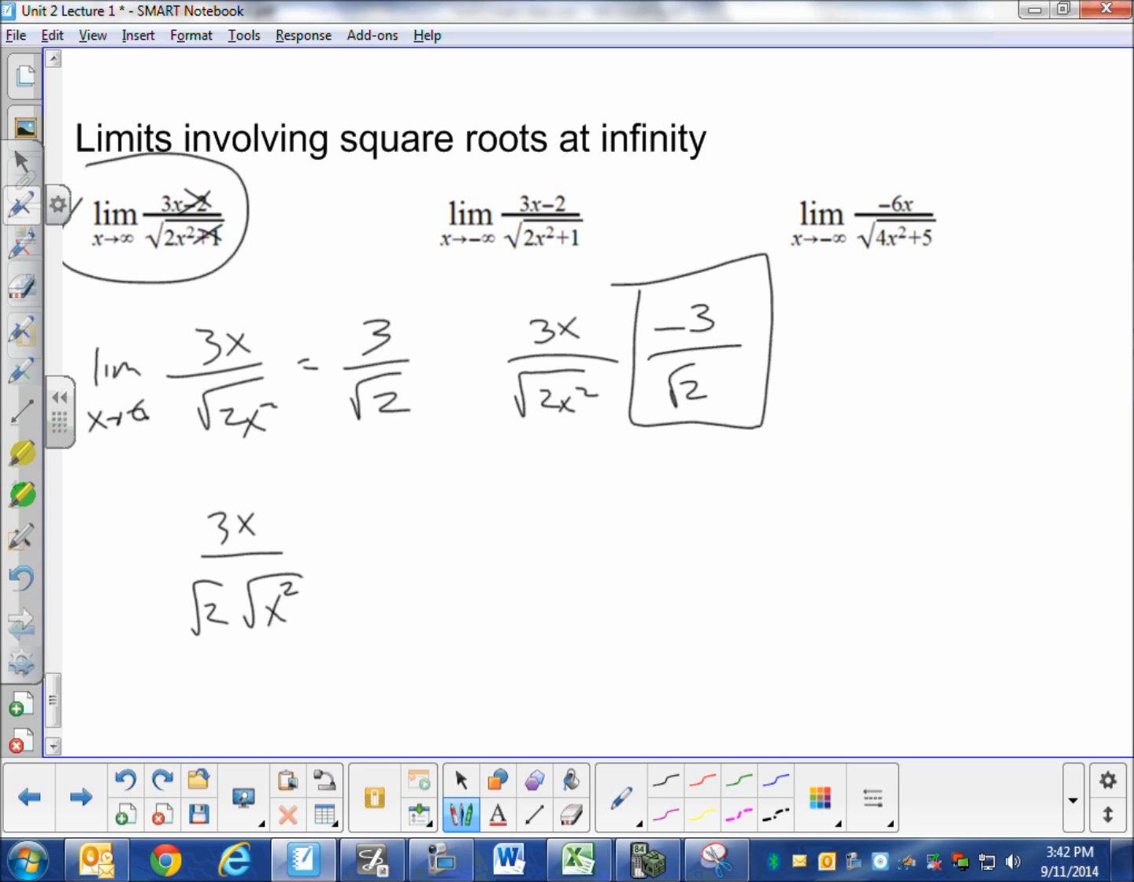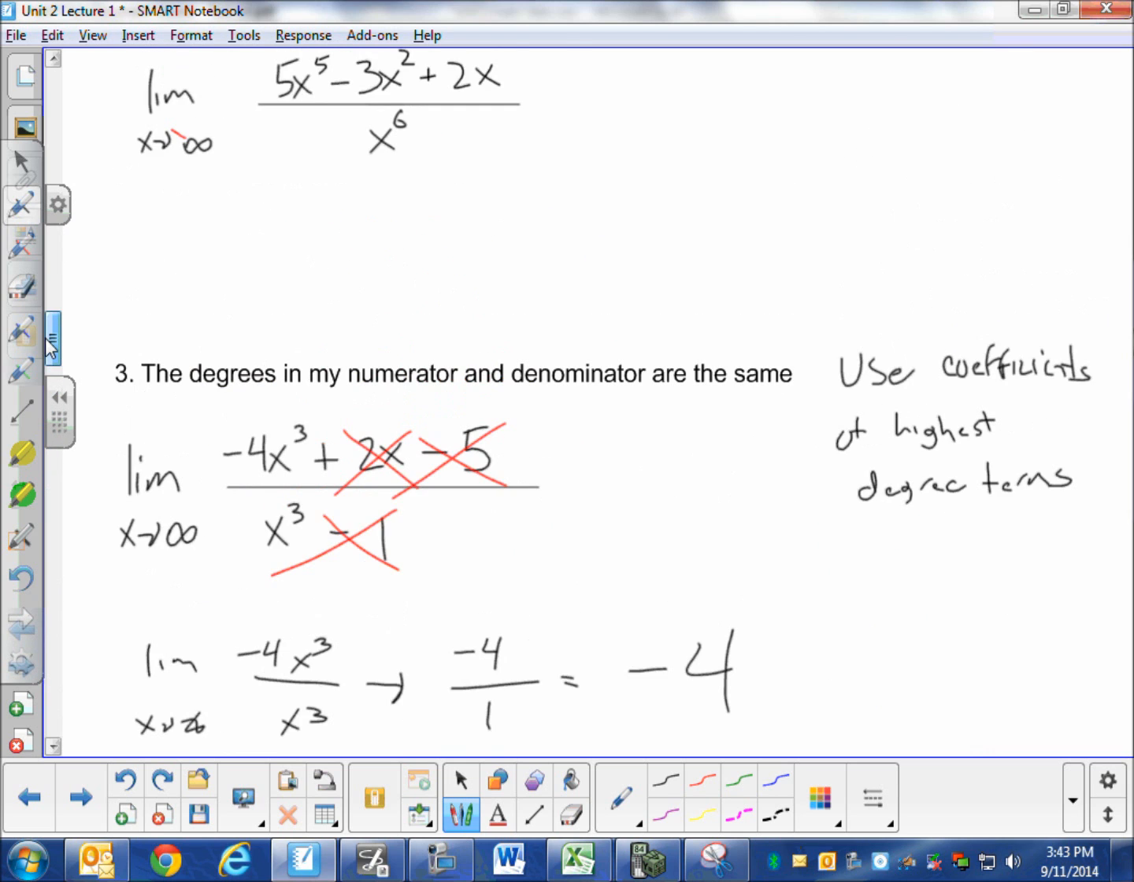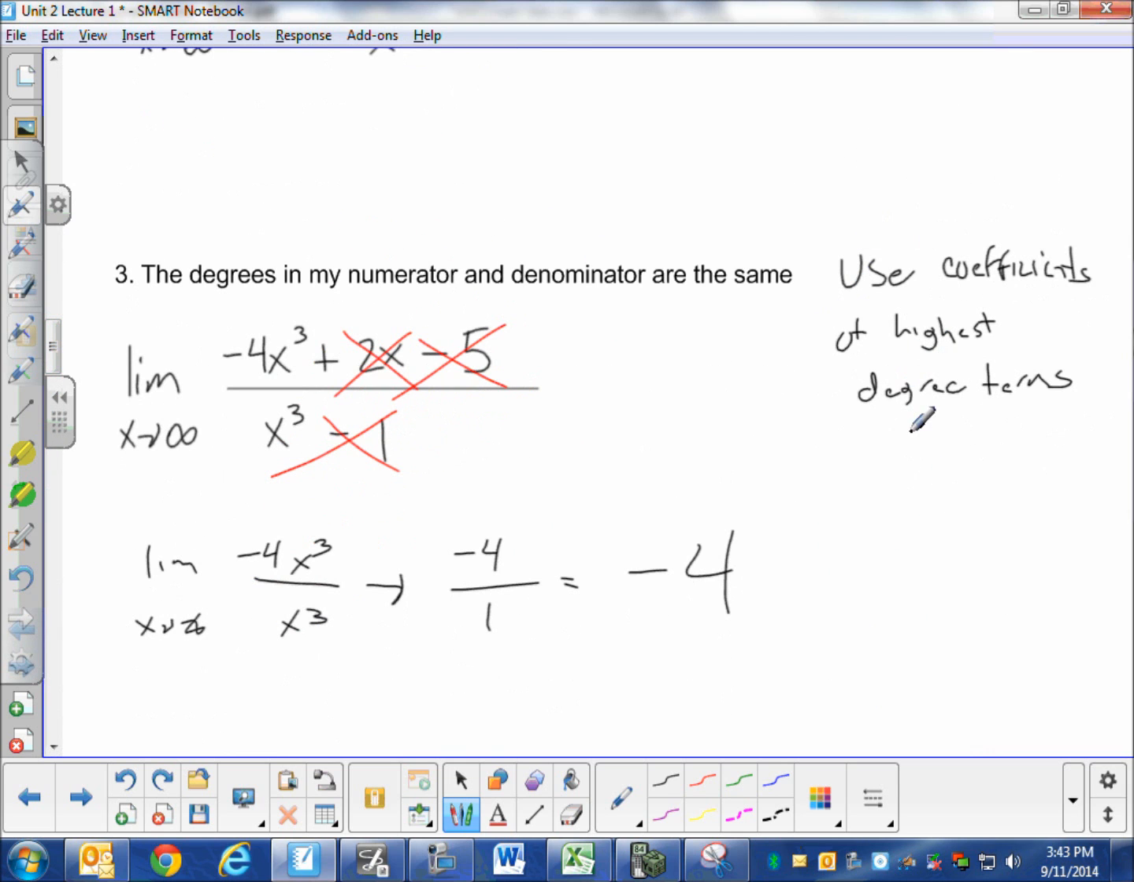So when the degrees are the same, you still have to worry about the signs, especially with these square roots, and almost always just with these square roots. Okay? Use the coefficients of the highest degree terms, careful with signs.